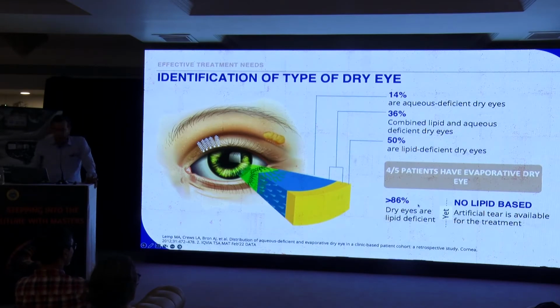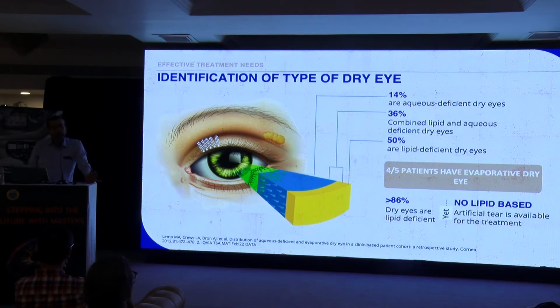As we all know, the tear film is made of the aqueous layer, the mucin layer and the lipid layer. Almost 50% of the dry eye cases are due to a lipid layer deficiency, and about 30 to 40% of cases fall in the combined lipid as well as aqueous deficiency. So almost 86% of the dry eye cases are somehow related to lipid layer deficiency.